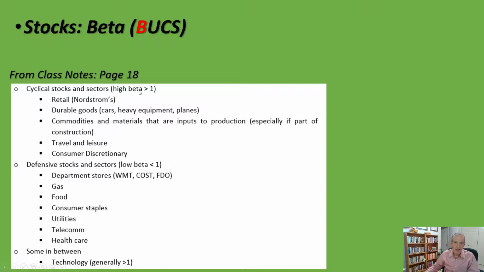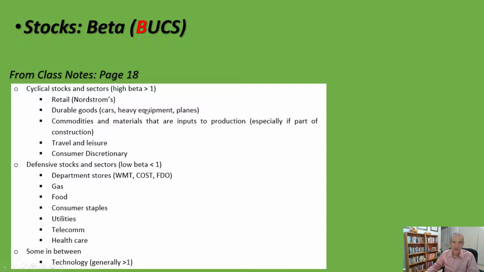But cyclical stocks have high betas. These are the stocks that if we go into a recession, they are going to do very badly. They sell durable goods, they sell more expensive goods. So retail like Nordstrom's would tend to be a cyclical stock. There are some retail like Walmart that are not. So department stores, Walmart, Costco, Family Dollar, they would be on the defensive side. But the higher end retail like Nordstrom's or Tiffany's, those are going to be high cyclical, high beta stocks.